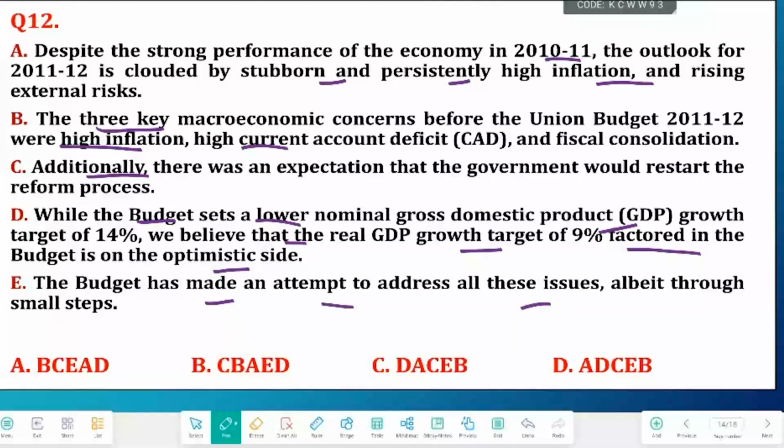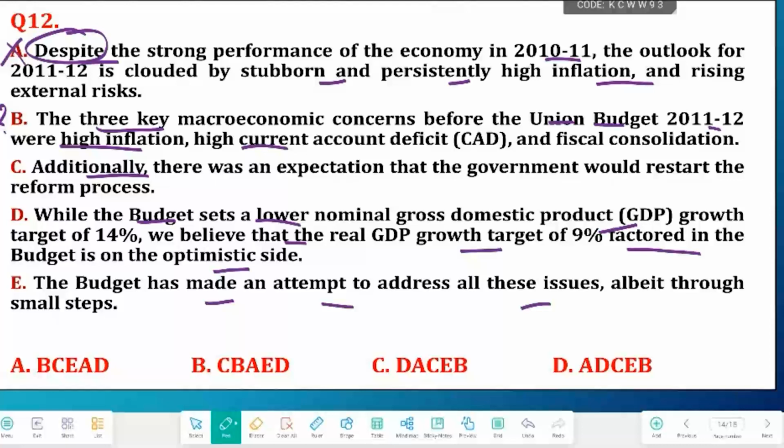Okay, so your time is up. Let's solve this parajumble now. Now, statement A. What is statement A saying? Despite the strong performance of the economy. Despite is a conjunction. This cannot be your starting statement. Eliminate this. The three key macroeconomic concerns before the Union Budget 2011-12 were high inflation, high CAD, and fiscal consolidation. So we do not have anything conclusive to eliminate this. This may or may not be our first statement. Fine, let's put a question mark.